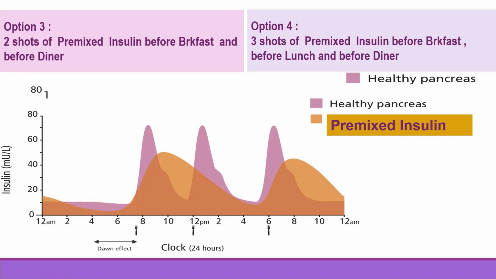The other option is to cover the pre-lunch as well. We can give three shots of premixed insulin: before breakfast, before lunch, and before dinner. As I've told you, I don't practice this one. Rather, I prefer to give premixed insulin twice in a day, before breakfast and before dinner.